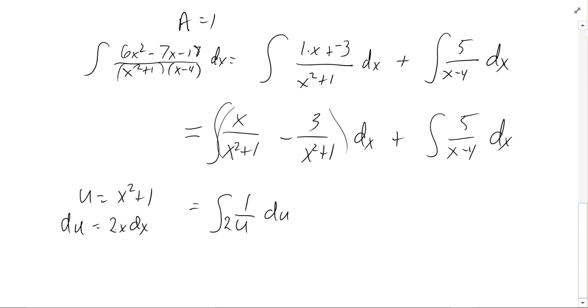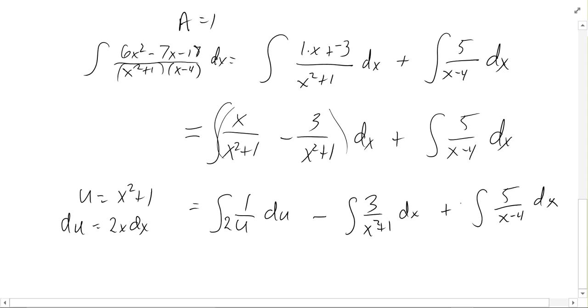To get the x by itself, I need a 1/2 du, minus the antiderivative of 3 over x squared plus 1 dx, plus the antiderivative of 5 over x minus 4 dx. And I think I can do each piece now. The antiderivative of 1 over u is just the natural log of u. So I'm going to get 1/2 times the natural log of u, but u was x squared plus 1. So I'm going to get 1/2 the natural log of x squared plus 1.